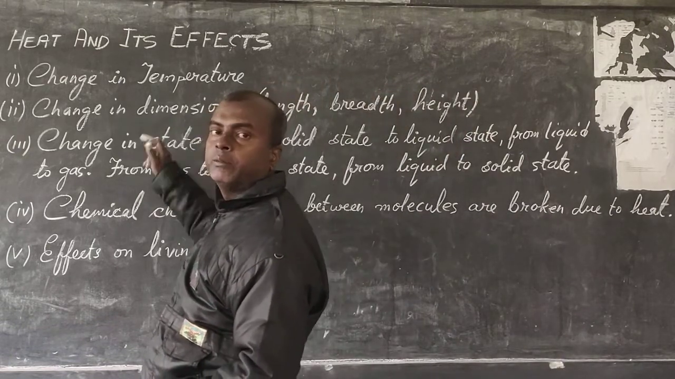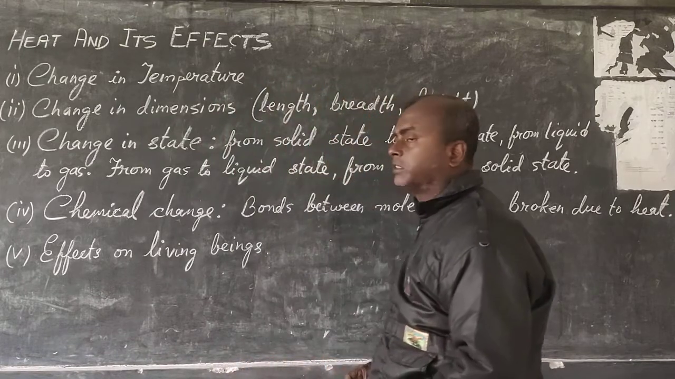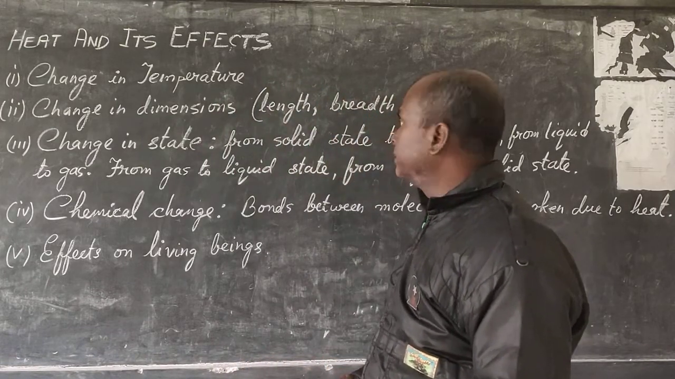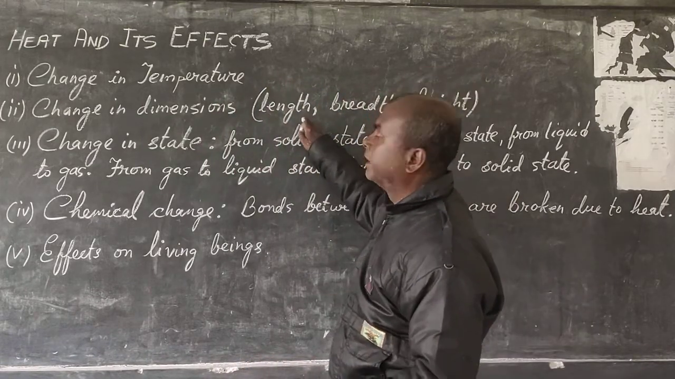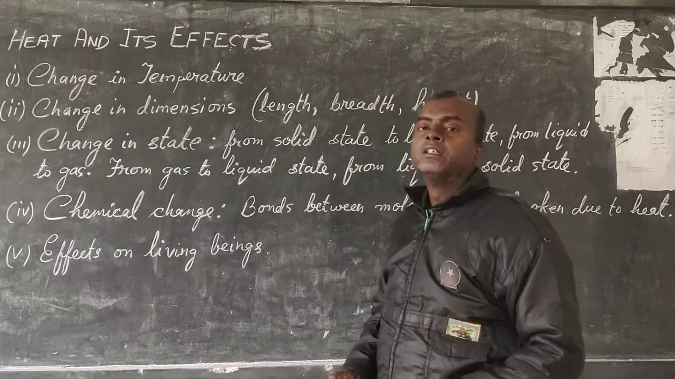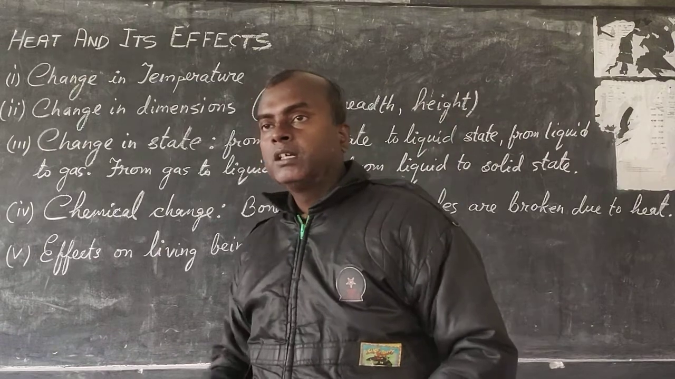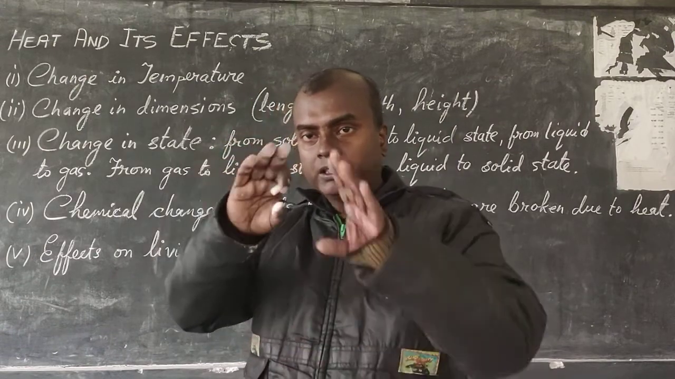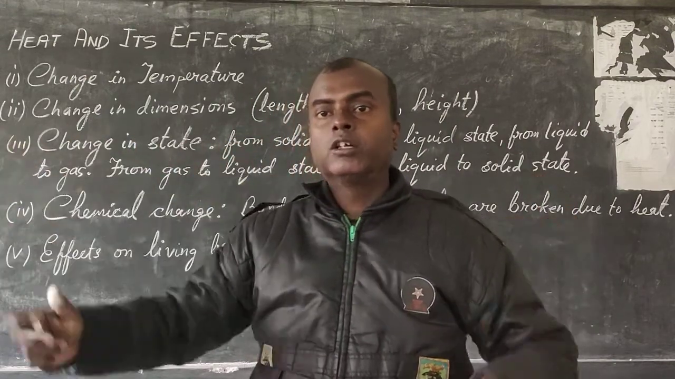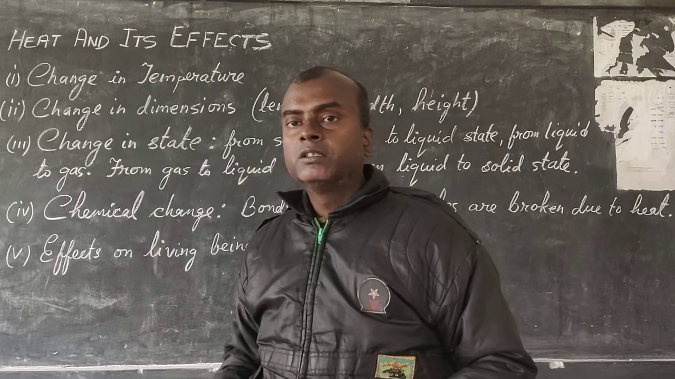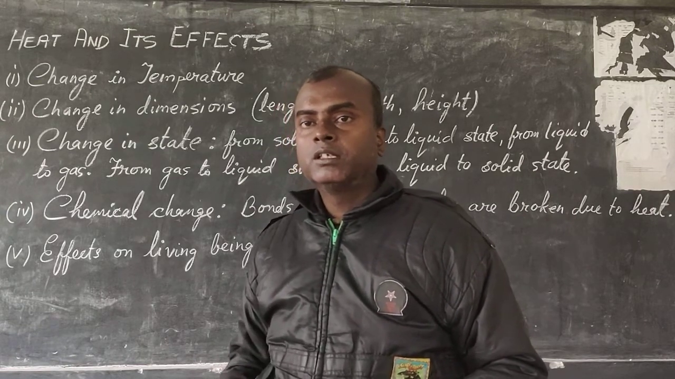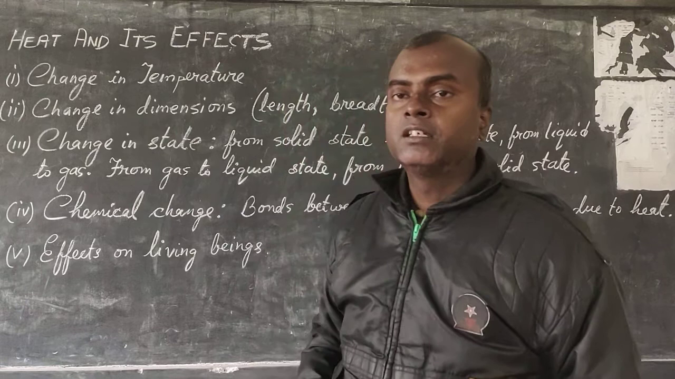Second effect that heat brings is change in dimensions. Now what is the meaning of the word dimensions? Dimensions means length, breadth and height. Together they are known as dimension. So when you heat, if it is a thin object, that object will become longer when you heat it. Okay, when you heat, it increases in its length.